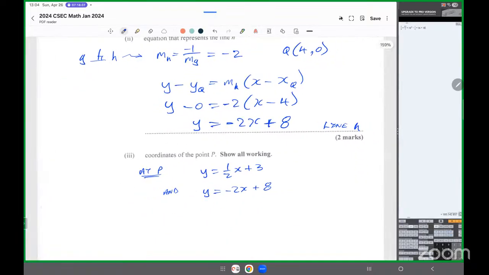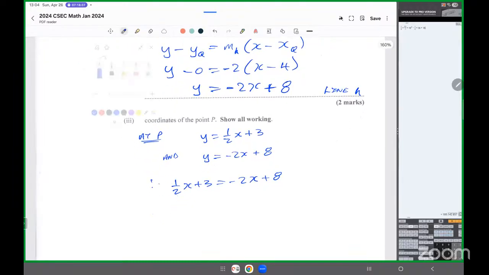Solving those two simultaneously: at the point, the two y values are the same, so we can equate these two things. I'm solving them simultaneously by whatever method. So I can say, therefore, half x plus 3 becomes equal to -2x plus 8. Let's simplify it by multiplying by 2 first to get rid of that fraction. Multiply this by 2 becomes x, this becomes 6, this becomes -4x, and this becomes 16.